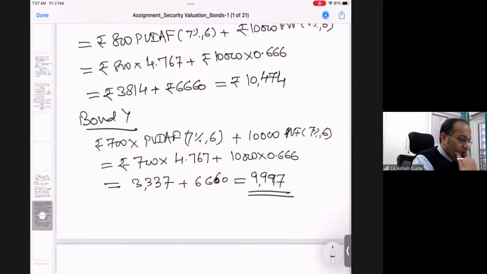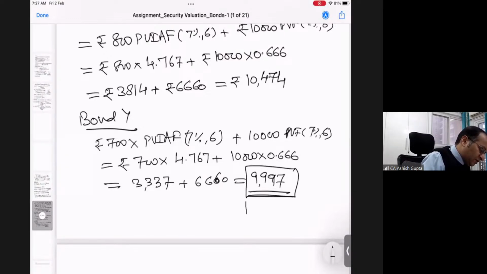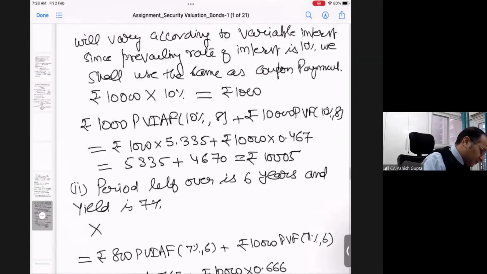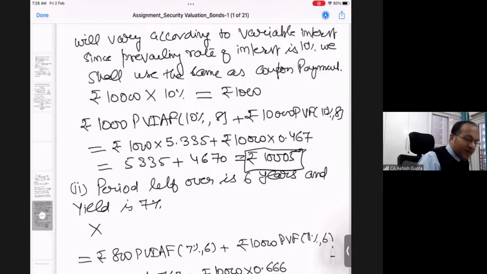Okay, student. Now it says what conclusion you draw from the same. So the conclusion is drawn: the price of bond X moves inversely with the change in interest, whereas the price of bond Y does not change. Please see here the price of bond is approximately 10,000, and here also our price is somewhere around 10,000.